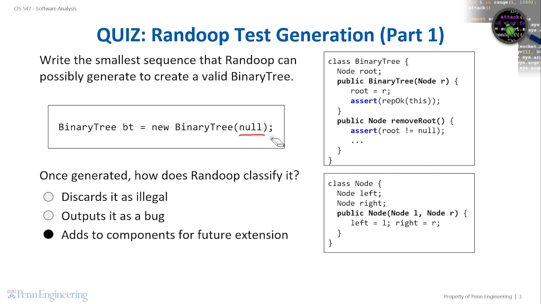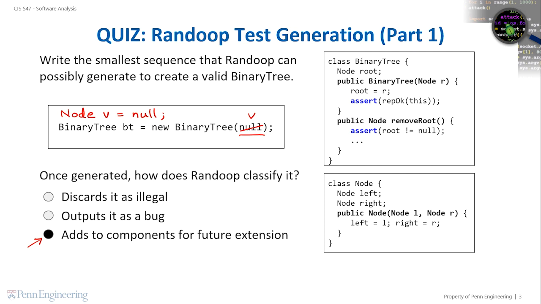Now, what's the smallest sequence Randoop can generate which will violate the assertion in the binary tree constructor method? After writing this sequence, answer the following question. Is it possible for Randoop to create a binary tree object with a directed cycle using the given API? The smallest link structure that does not pass the rep-OK method is a single node which points to itself. But it turns out that Randoop actually cannot create any cycles using the given API.